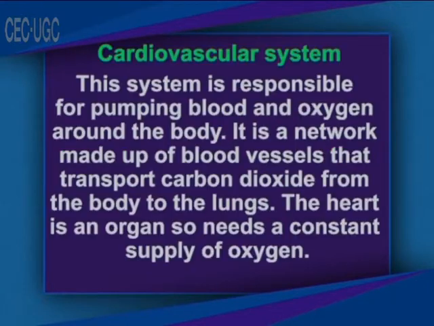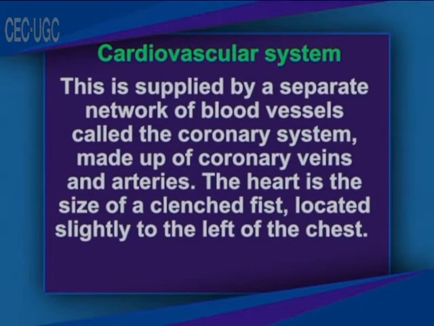Cardiovascular system. This system is responsible for pumping blood and oxygen around the body. It is a network made up of blood vessels that also transport carbon dioxide from the body to the lungs. The heart is an organ, so it needs a constant supply of oxygen. This is supplied by a separate network of blood vessels called the coronary system, made up of coronary veins and arteries. The heart is the size of a clenched fist, located slightly to the left of the chest.